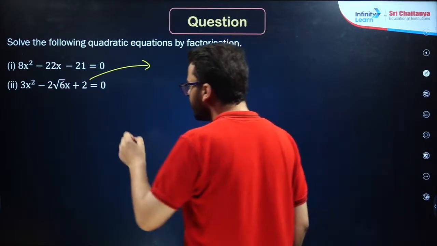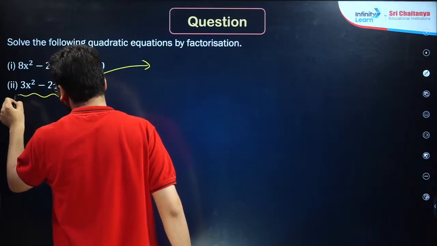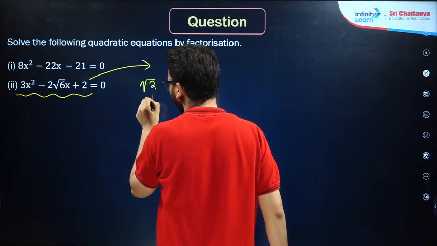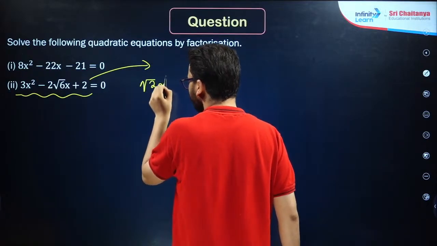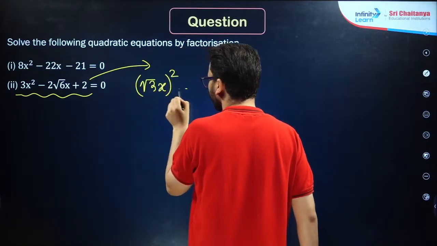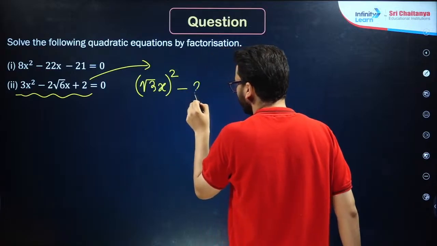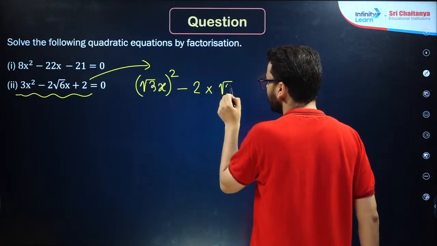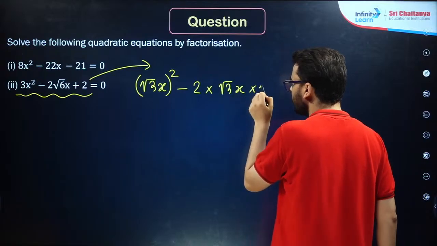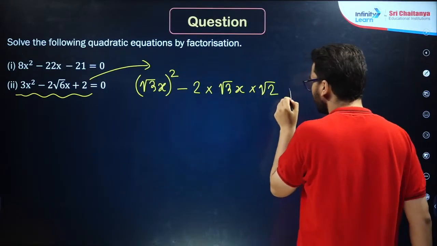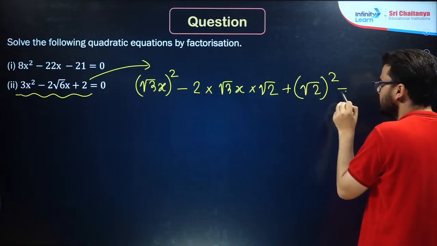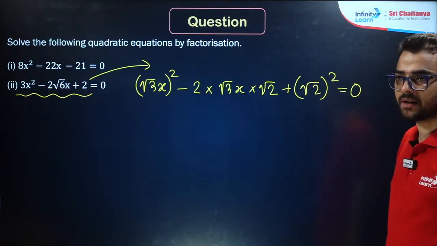So over here you see you can use a different method of factorization using identity. For example, 3x square minus 2 into root 6x plus 2 can be written as (root 3x) the whole square minus 2 into root 3x into root 2 plus (root 2) the whole square, and that is equal to 0. I hope that is clear up till here.